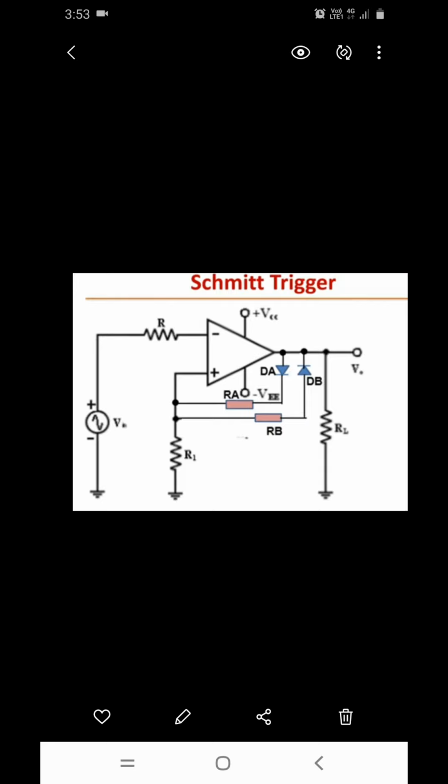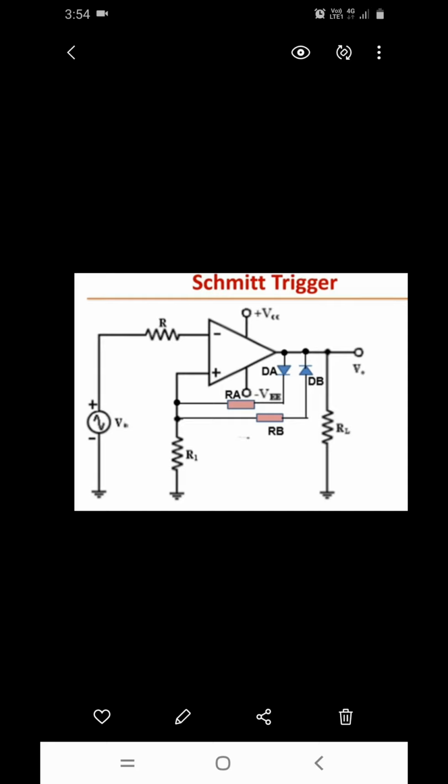So continuing, if we need different UTP and LTP. What is UTP and what is LTP? That is upper trigger point and lower trigger point. These are the voltages at which the output of the Schmitt trigger switches from plus Vsat to minus Vsat or vice versa. Those are called UTPs and LTPs, that is upper trigger point and lower trigger point. The difference between these two we call hysteresis, as we have already discussed.